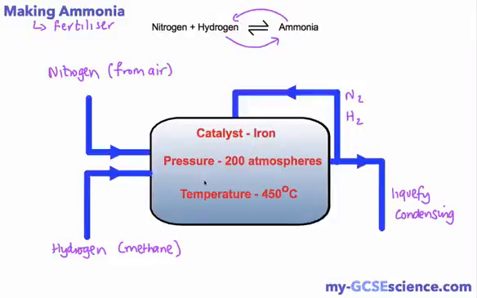We also increase the pressure because we have two gases. If we increase the pressure, we bring them closer together, and that will help us to increase the rate of reaction. The pressure that we have is 200 atmospheres. So you do need to know the fact that we have an iron catalyst, a pressure of 200 atmospheres, and a temperature of 450 degrees, and this will help us to increase the speed of reaction and also increase the amount of ammonia produced, in other words, the yield. So these are the conditions that are used, and this is the overall process of how the ammonia is made.